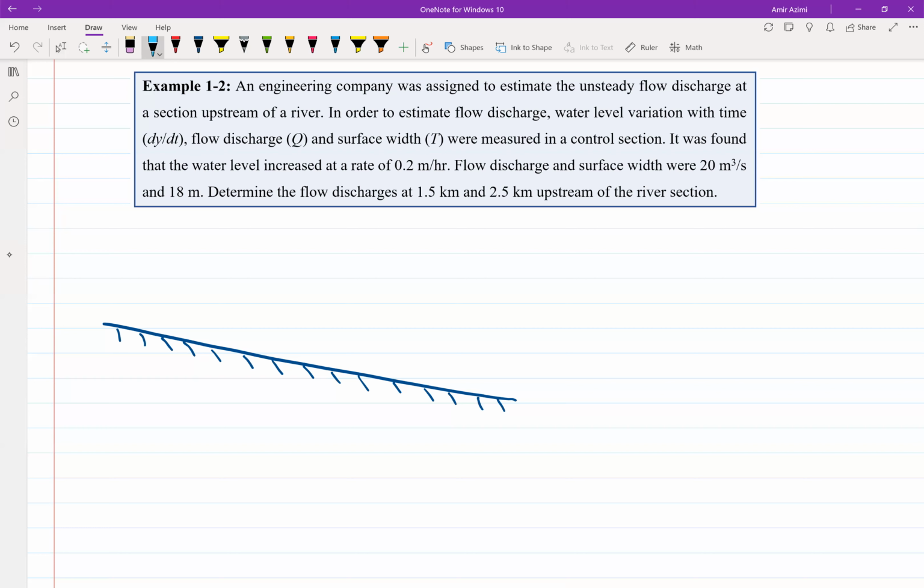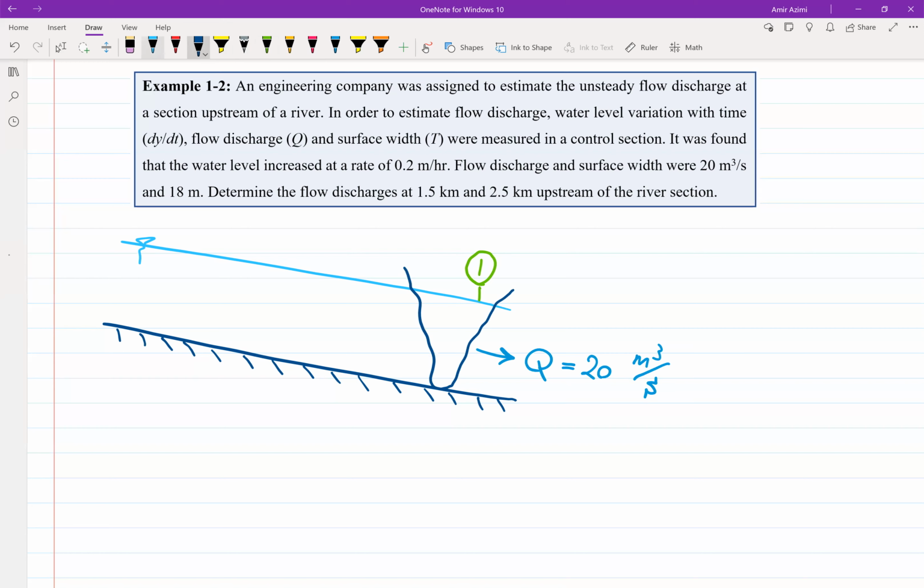And this is the water surface. So in a control section, I call it section 1, we have the flow measurements, flow discharge. At this point, Q is equal to 20 cubic meter per second. And then the top surface, if I draw the cross section, then the top width was also 18 meter.